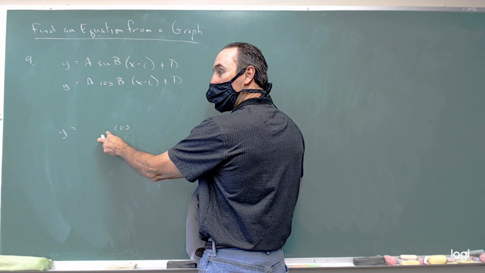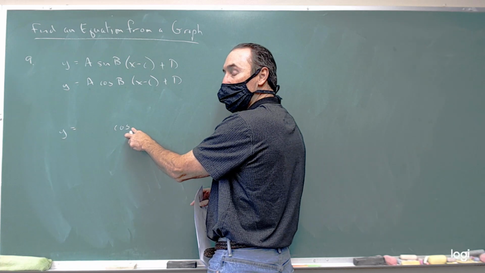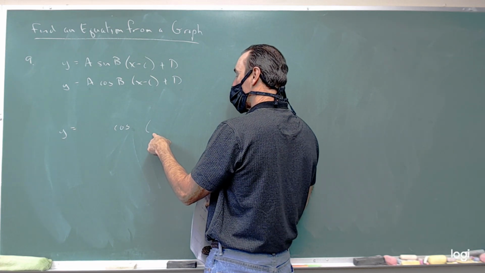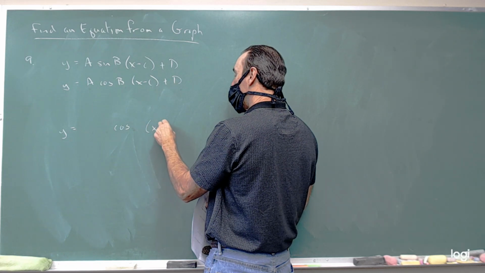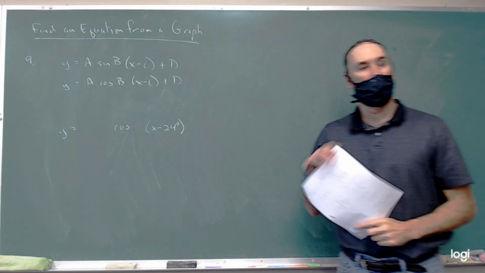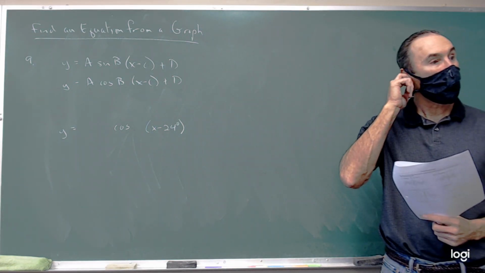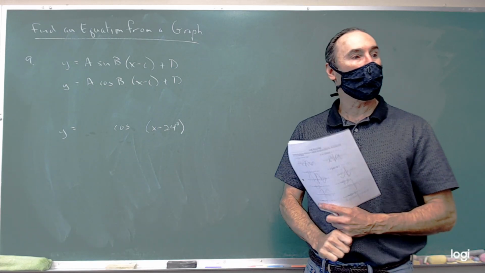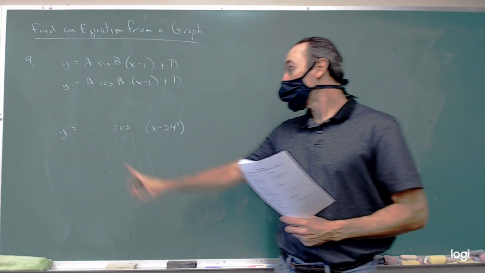We're going to talk about the A in a minute. We'll come to the B. That's always the hardest part. And then because we've decided it's going to start at 24, we're going to start with an x minus 24 degrees, and we'll still figure out what the D is. So this is what we've agreed on so far: it's going to be a positive cosine, and it's starting at 24 degrees.